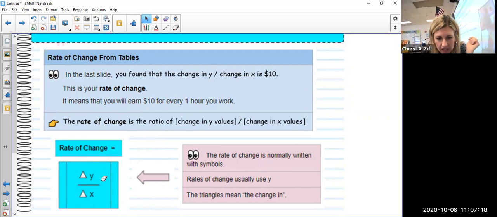And these are little symbols right here we're going to use for the rate of change, which you're going to learn is the slope. So the rate of change is normally written with these symbols. It's the triangle. So this represents the rate of change: the change in y over the change in x.